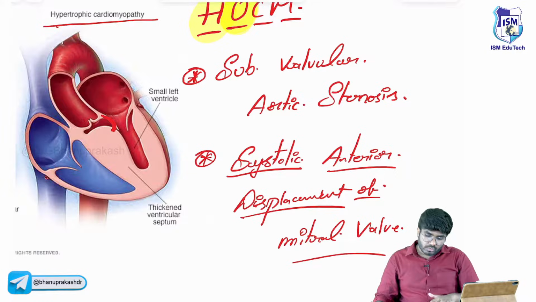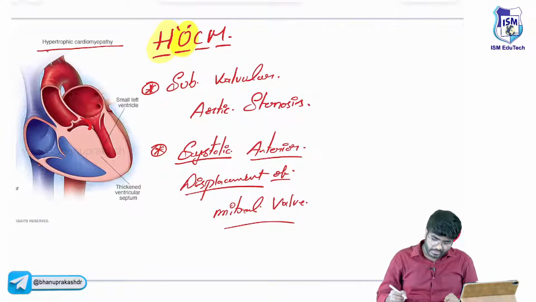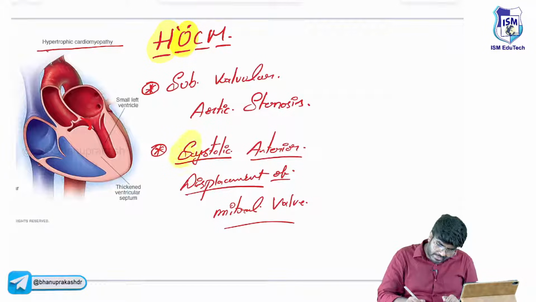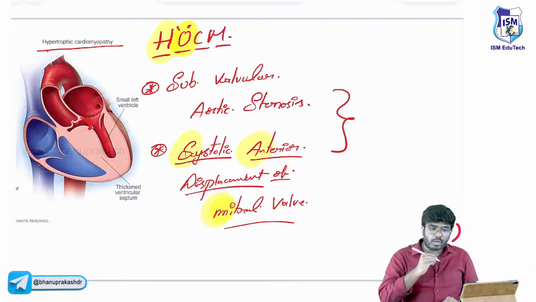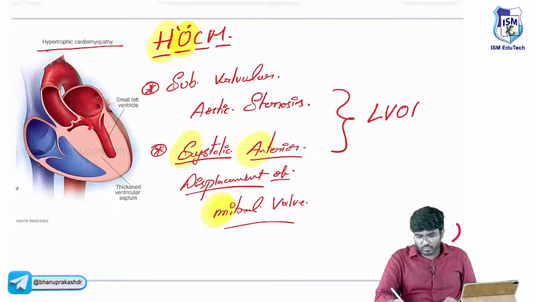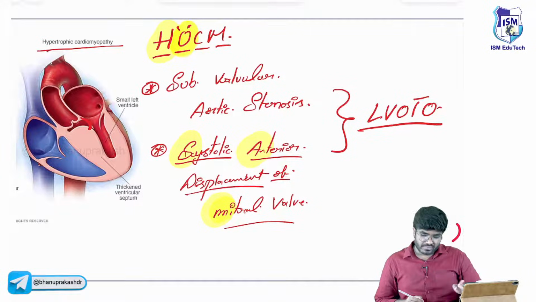So both these two, the subvalvular aortic stenosis and systolic anterior displacement of the mitral valve, which is called as SAM. Remember, SAM, systolic anterior displacement of the mitral valve. Both of them together account for left ventricular outflow tract obstruction. Left ventricular outflow tract obstruction is going to be seen because of these two mechanisms: subvalvular aortic stenosis and systolic anterior displacement of the mitral valve. So again, these both are systolic problems.